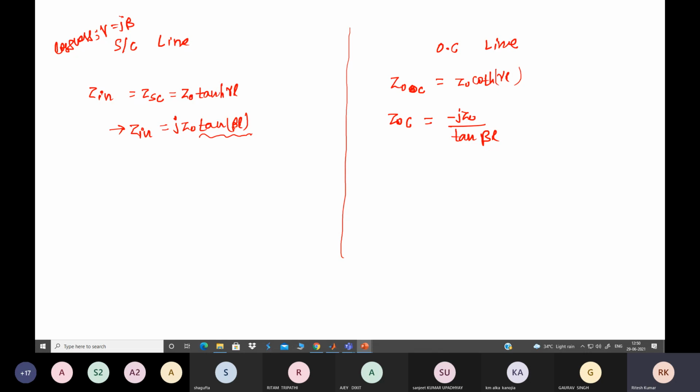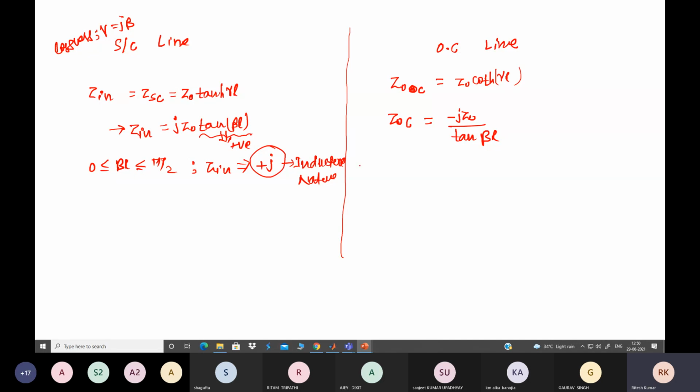Whenever beta L is from 0 to pi by 2, this tan value will be positive, and overall we can say Zin will have the value multiplied by plus J, and plus J denotes what? Inductive nature. Because for any inductor, if you want to calculate the impedance, suppose L is the inductance and omega is the frequency, the value will be J omega L. Therefore we are writing here inductive nature.